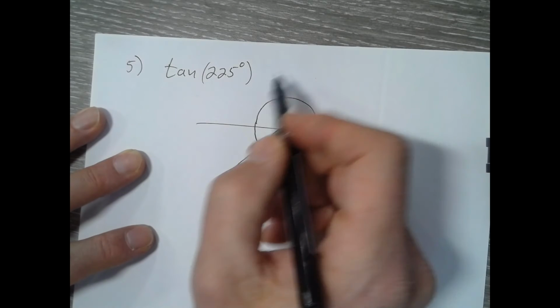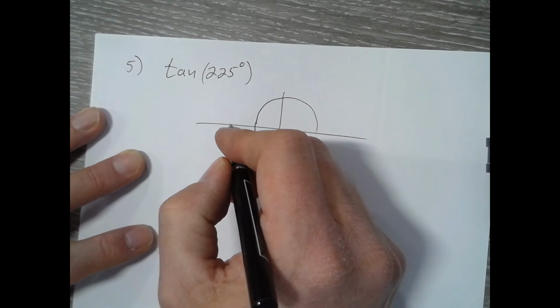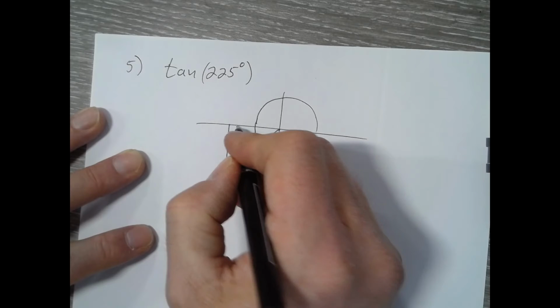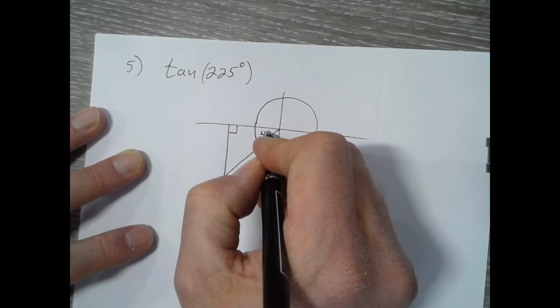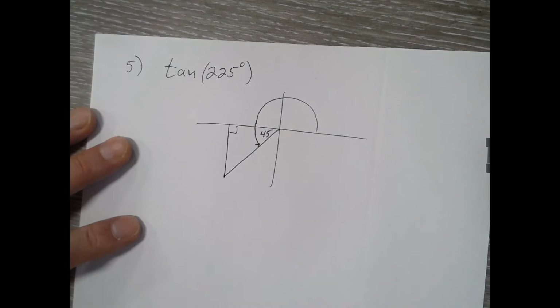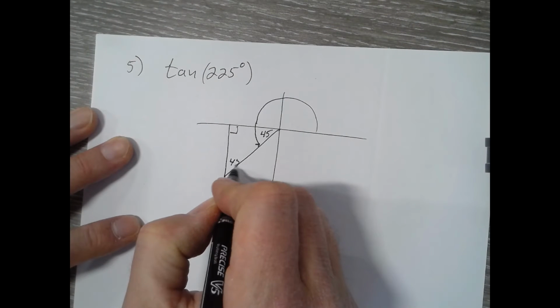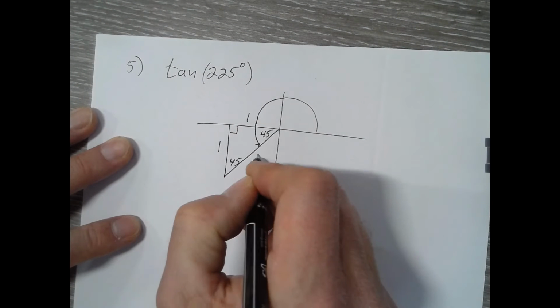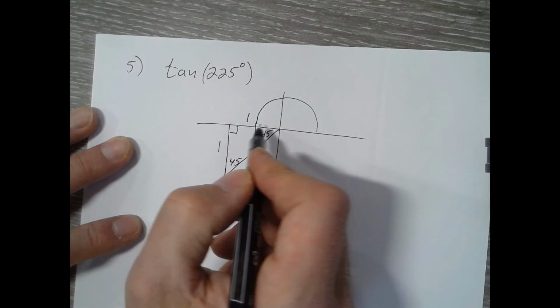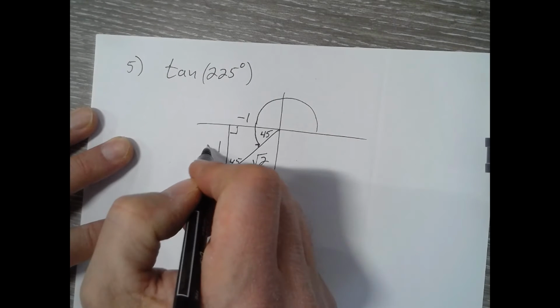So 225 degrees has how big of a reference angle? 45. 45 degrees, very good. So 45, 45, 90. That means this is 1, 1, square root of 2. This is negative. This is negative. This is always positive.